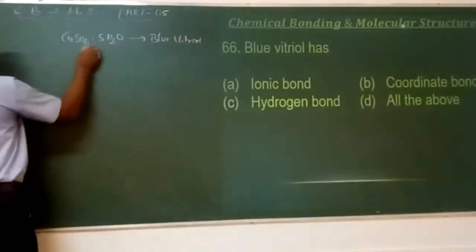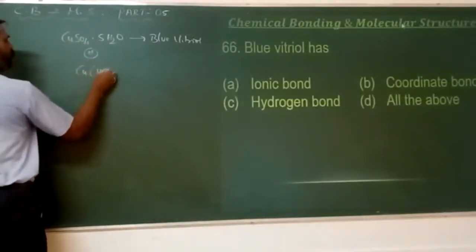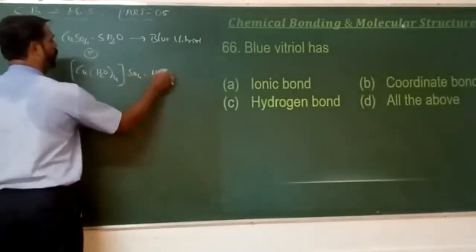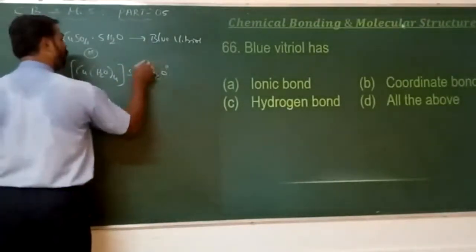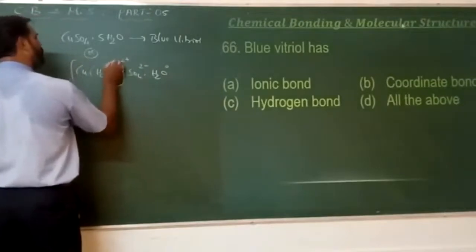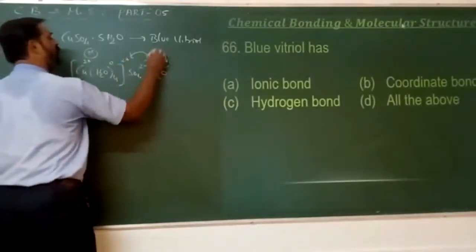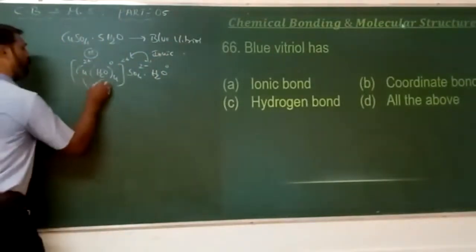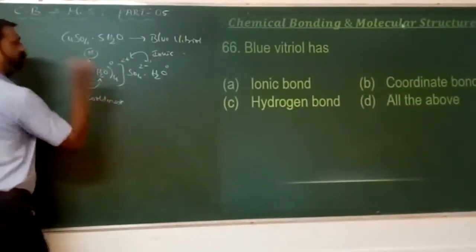This can also be written according to Werner's theory as [Cu(H2O)4]SO4·H2O. This is the original structure, because H2O is now acting as a ligand. Here it is 0, here it is 2 minus, here it is 2 plus, here it is 0, here it is 2 plus. Between them, it is ionic, this one to be the ionic. Between Cu2 plus and this one, it is found to be coordinate.